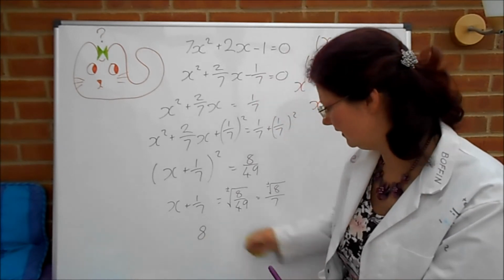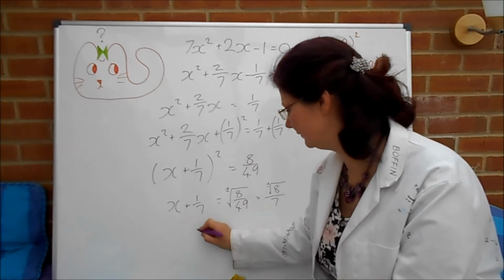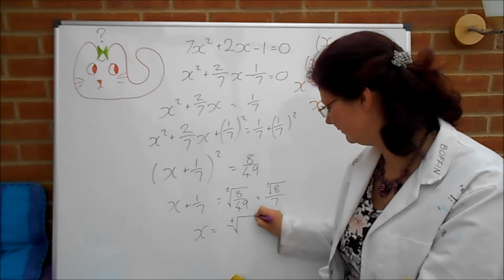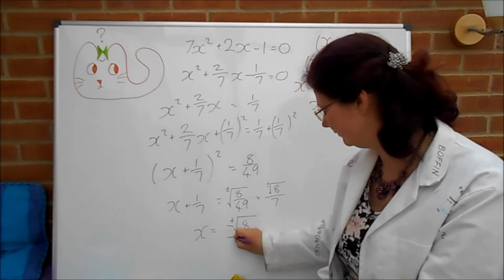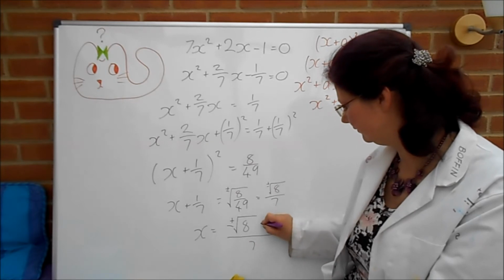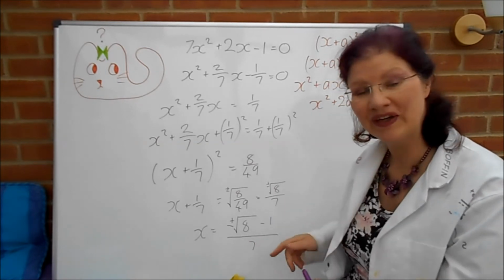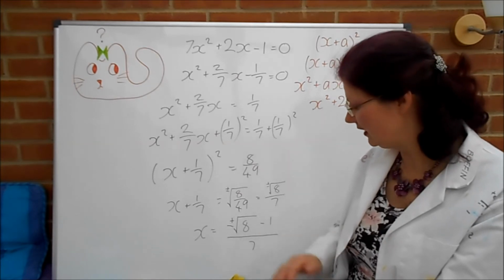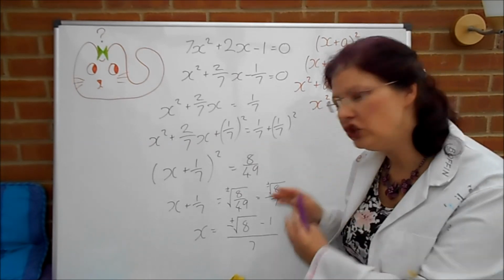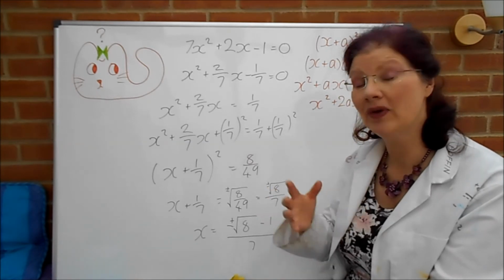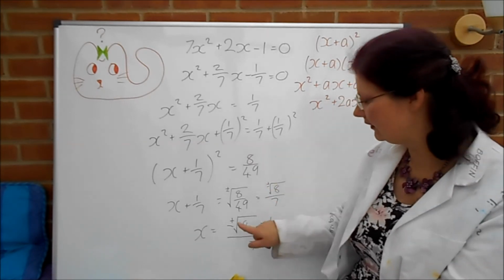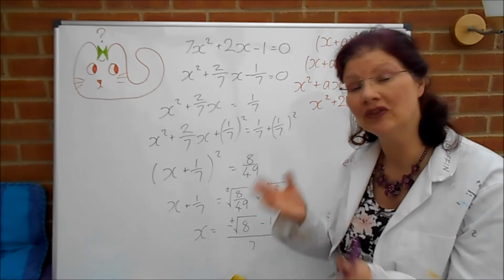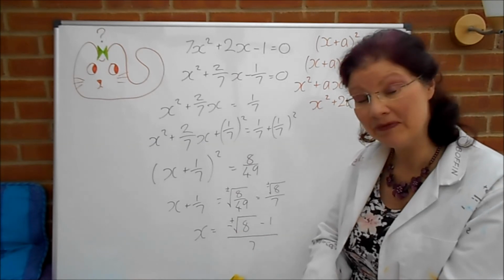Oops, don't mean 8 there. Since they're both over 7, I can combine them into 1. Okay, so that's plus or minus the square root of 8 minus 1 over 7, and you can just leave it like that. You don't need to work that out. The question said leave it in surd form, so that is the answer. It is important that you put the plus or minus in front of the square root of 8 so that you get your 2 answers, because quadratics have 2 answers and that's where they come from.